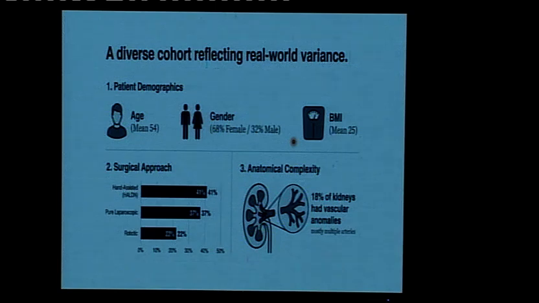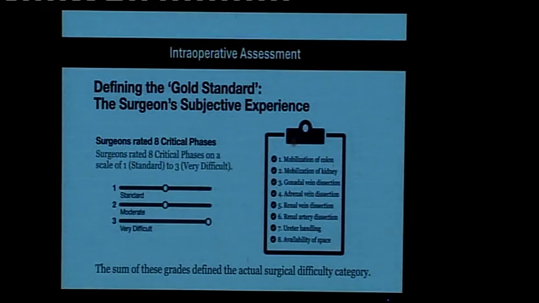The score was calculated and weighted against the gold standard, the intraoperative assessment by the surgeon. The surgeon's subjective experience was evaluated by rating 8 critical phases during the procedure, including the difficulty in mobilization of colon, mobilization of kidney, gonadal vein dissection, adrenal vein dissection, renal vein and renal artery dissection, handling the ureter, and the availability of working space. The surgeon gives a rating from 1 as standard, 2 as moderate, 3 as very difficult, and the sum of these grades defines the actual surgical difficulty category.